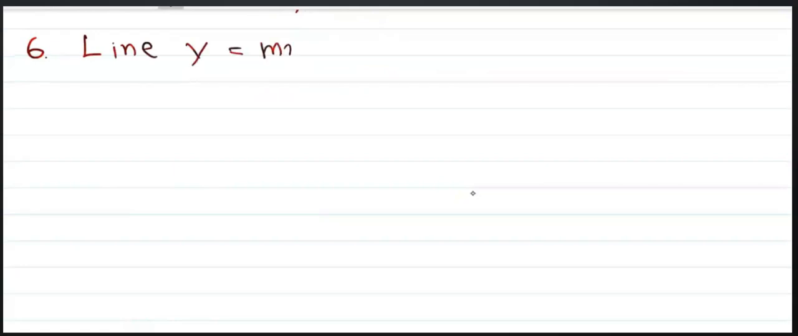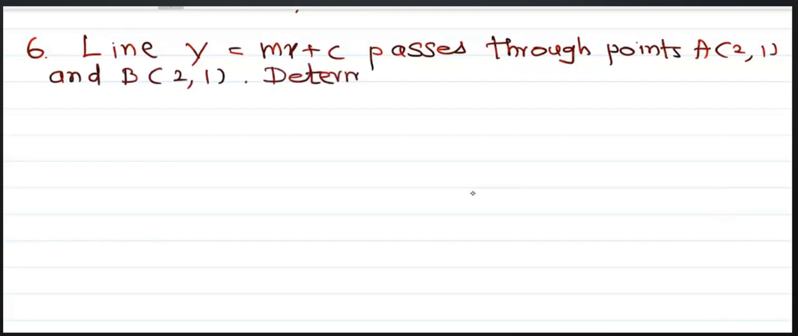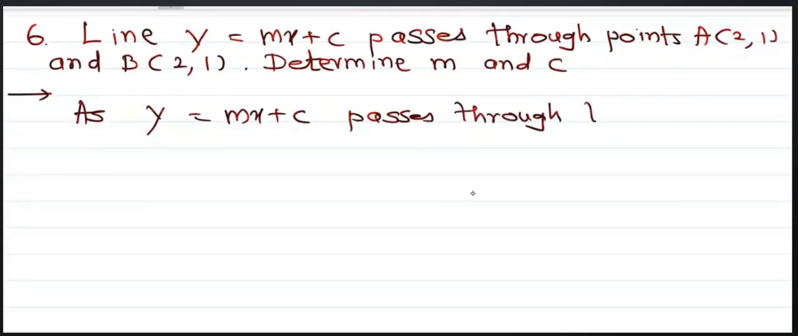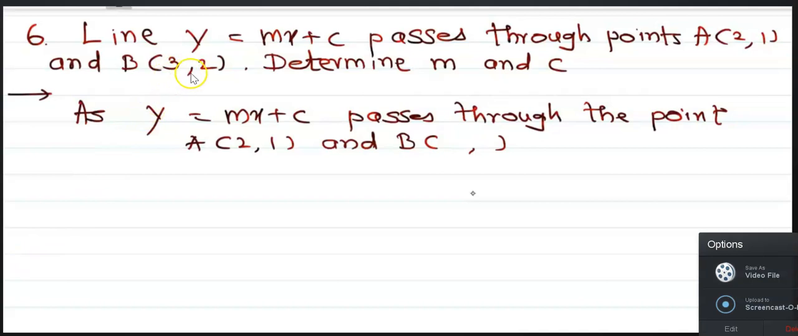Now next, question number 6. The line y is equal to mx plus c passes through the points A, 2, 1 and B. Again 2, 1, we see some mistake. Determine m and c. I will change it. Now the line y is equal to mx plus c passes through the point A, 2, 1. Both points are the same, a small mistake is there. I am changing the point B. Here B is 3, 2.